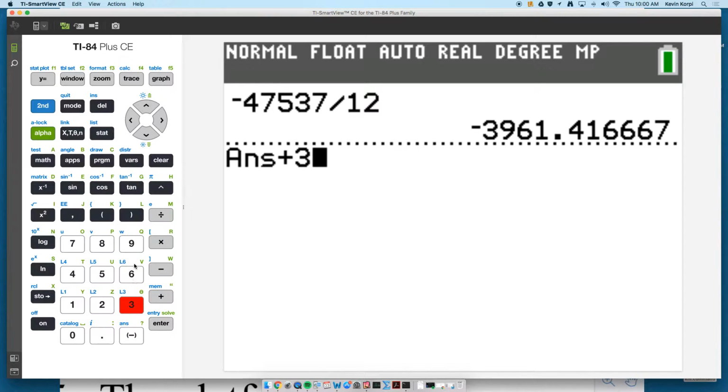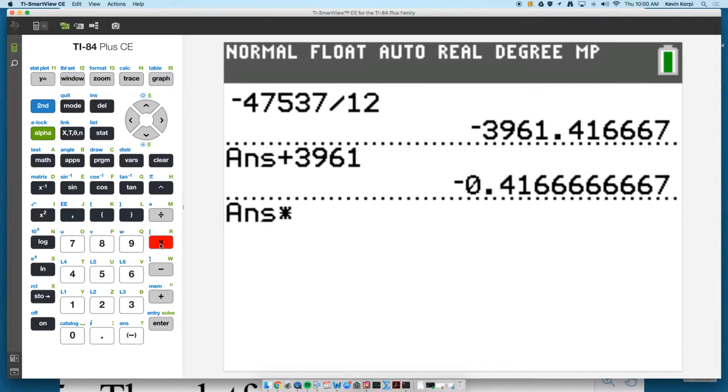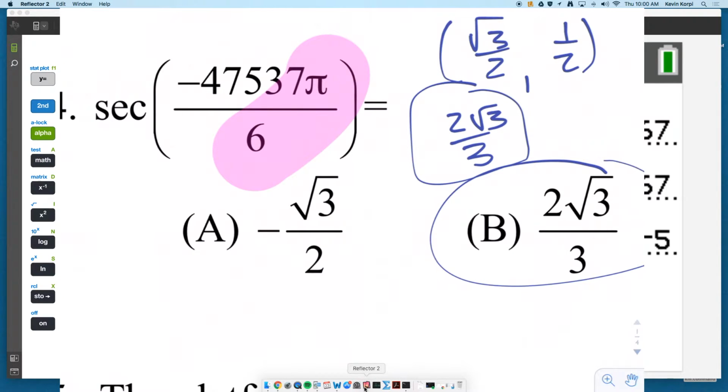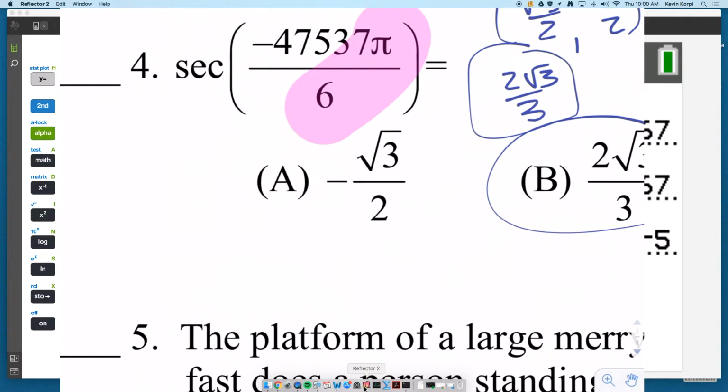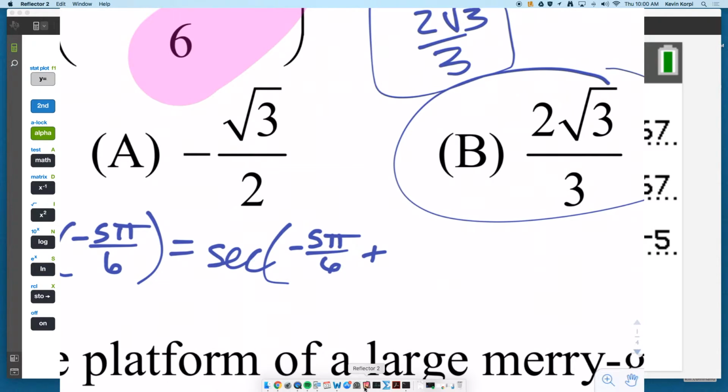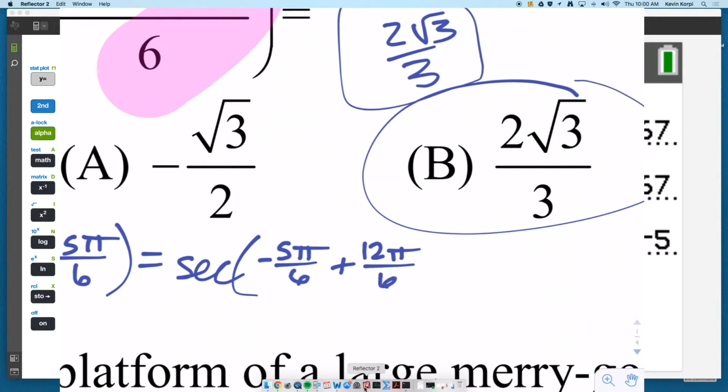You add back the full rotations, 3961, thank you very much. And then you always remultiply by the exact same number you divided by, which is 12. What that does is it gives you, remember, your new coefficient of pi/6. So secant of that angle is the same as secant of negative 5 pi/6. Now you might know where negative 5 pi/6 lives because you're rotating clockwise. But if you want to get the positive angle, because it's what you're more used to, no problem. We just add one more full rotation back to that. And one rotation is how many pi/6? 12. So if you just add back one full rotation, you're going to get secant of 7 pi/6.